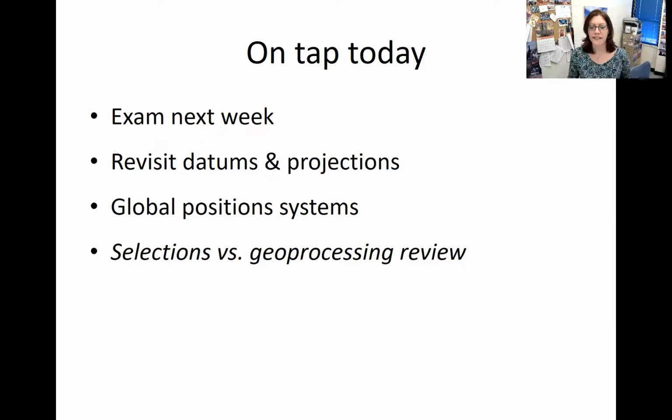Hey everybody, this is a lecture for week 5 of Intro GIS at UMass Amherst. Stuff that we're talking about today is a lot of topics that are a little bit of review, a little bit of global positioning systems, and things leading up to your exam, which happens next week.